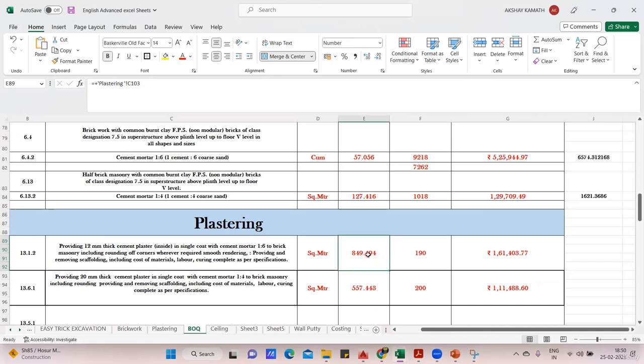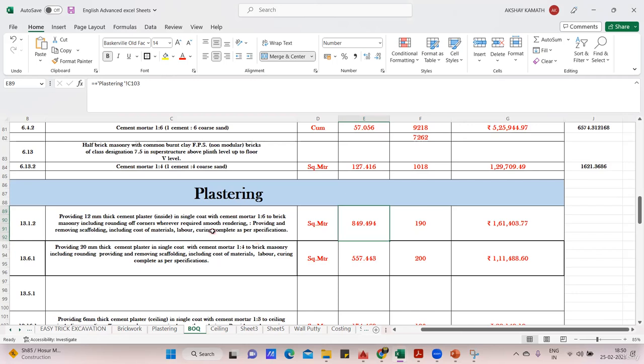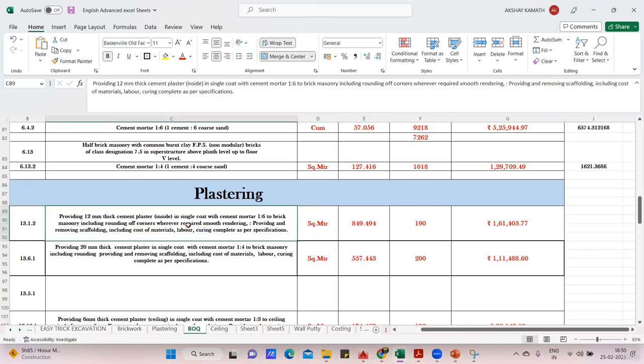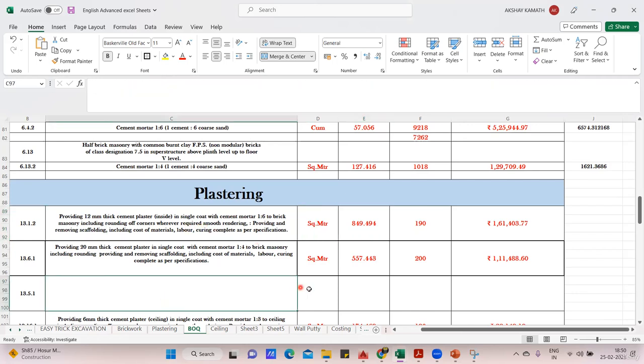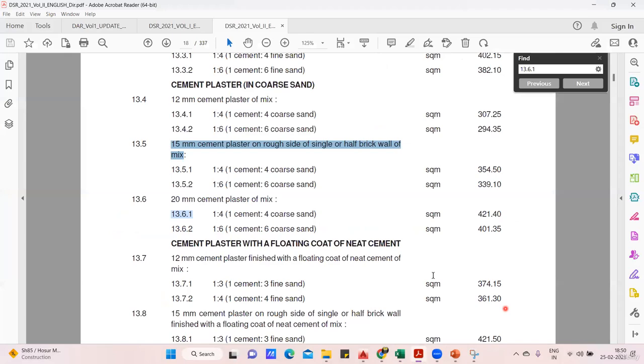But in some of the BOQ, and actually in most of the BOQ when we prepare, we separate that. This will be for your 9-inch. Then for 4.5 inch, we'll do it separately, which will come out to be 15 mm. So it is 13.5.1. I'll take you to the DSR. So in the cement plaster, if you come to 13.5, this 15 mm, what they have written, read it out. 15 mm cement plaster on rough side of single or half brick wall. That is, half brick wall is 4.5 inch. For that, we usually go with 1:4, and this is the rate quoted.